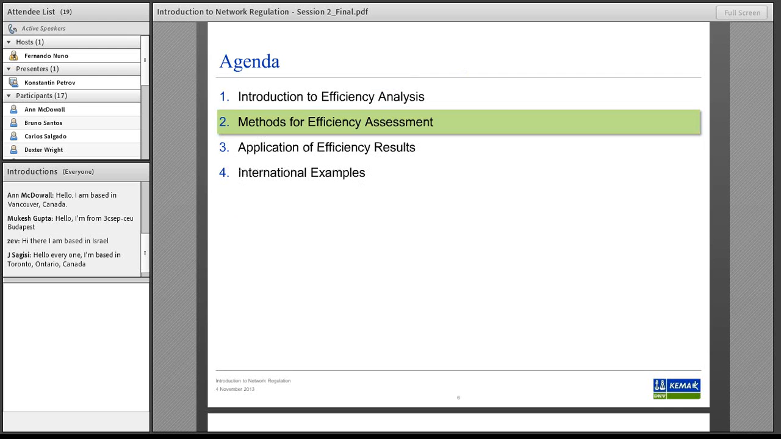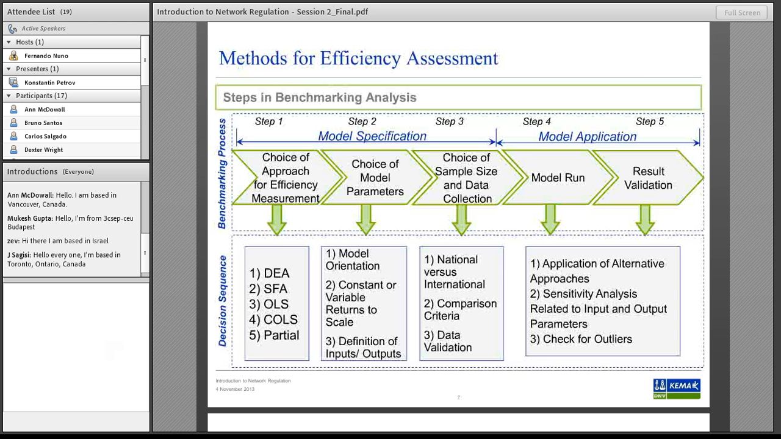In terms of methods, now we're moving to the next slide, number 6 on the agenda. I said at the beginning that we can have different types of methods to measure the efficiency. Starting with one general slide, what you can see, 5 steps. Now we are on slide number 7, and these slides show you in 2 major groups how the benchmark analysis is done in practice. We separate 2 big blocks, as already said. One is called model specification, and one is called model application.